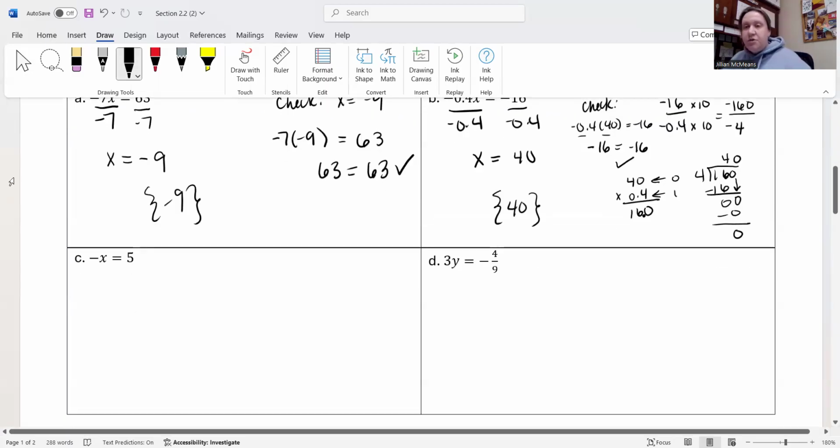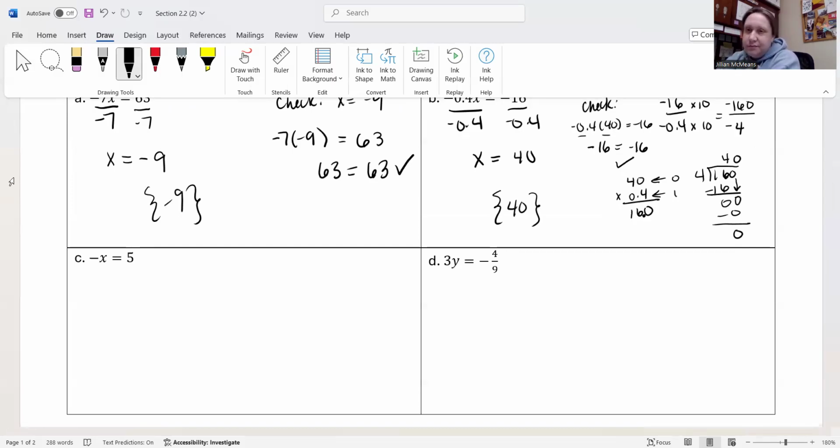All right, so C is a little bit tricky. Some of us get it right off the bat. Others, it takes a little bit of work. So we have negative x equals 5. On the surface, it looks like we're done. We've got a single x, and we've got it equal to a constant. The issue is the negative.